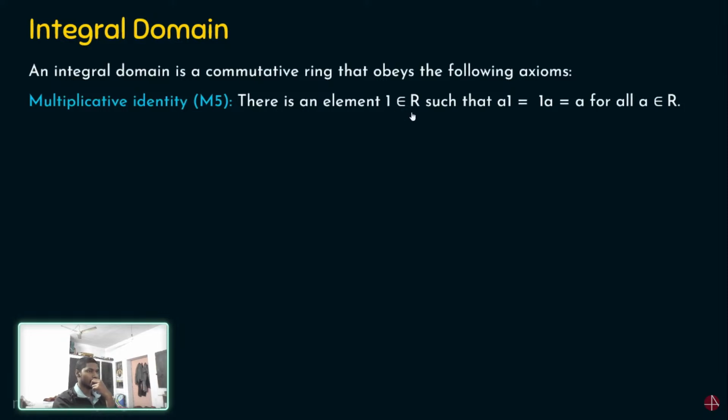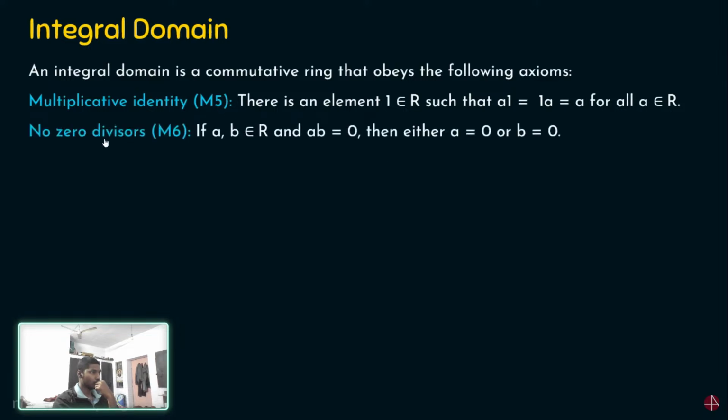If you have 1 that belongs to R, such that for any element A, A into 1 is equal to 1 into A, the product of A and 1 or the product of 1 and A will give the same value A, where A belongs to R. Is that the only condition to be satisfied? No, we have one more condition, M6. There should be no zero divisors. It means if you take any elements A, B that belong to the ring and the product of A and B is 0, then either A is equal to 0 or B is equal to 0. An integral domain already satisfies A1 to A5 and M1 to M6, where M5 and M6 are exclusively for integral domain, M4 is for commutative ring, and M1 to M3 are for rings. Let's see about fields now.